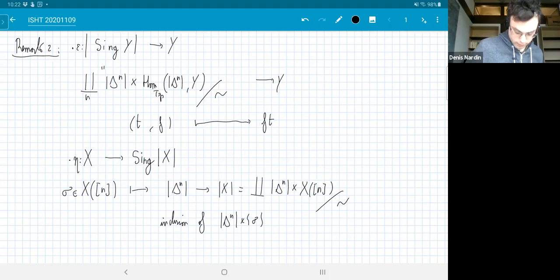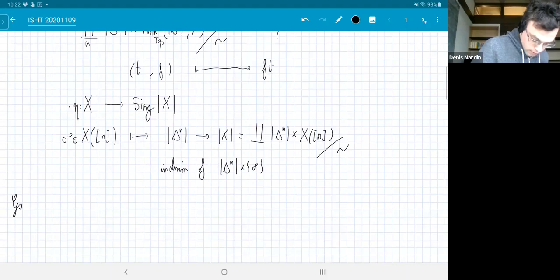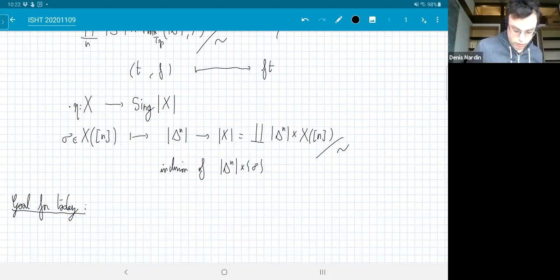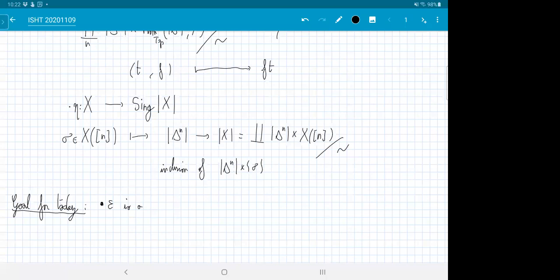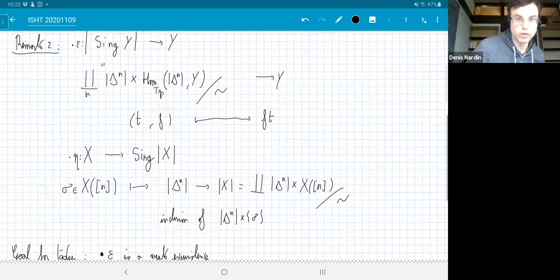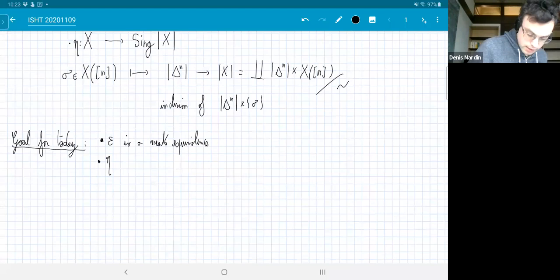Okay, so goal for today is to prove the following two facts. Epsilon is a weak equivalence. Epsilon, remember, is this counit map from the geometric realization of Sing Y. And eta is a homotopy equivalence if X is a Kan complex.